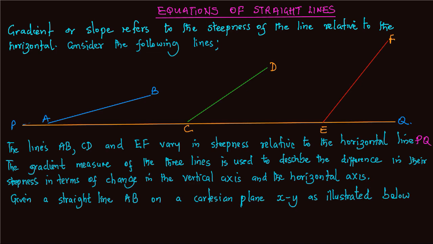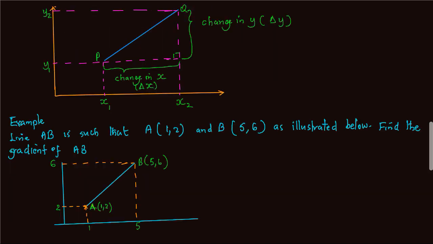The gradient measure of the three lines is used to describe the difference in their steepness in terms of change in the vertical axis and the horizontal axis. Given a straight line AB on a Cartesian plane XY as illustrated in the figure below.